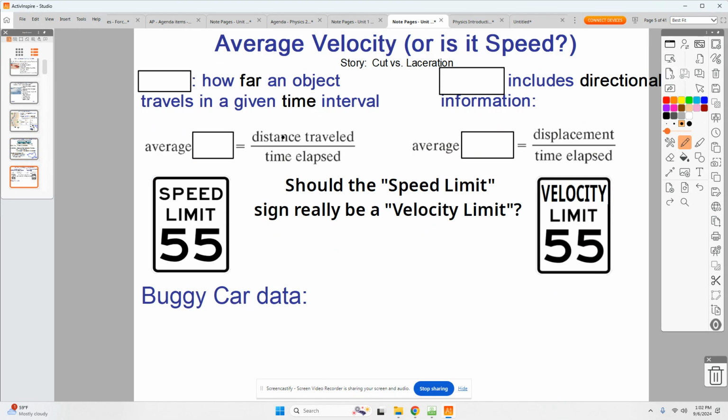Average velocity, or is it speed? I'm sure you've heard of the term speed before. Raise your hand. You've heard of speed. Some of you have heard of the term velocity. Raise your hand. You've heard of the term velocity. Some of you might think that velocity is just a special name for speed. You might think it's just a fancy name for speed. It's not true. I'm going to share a story.